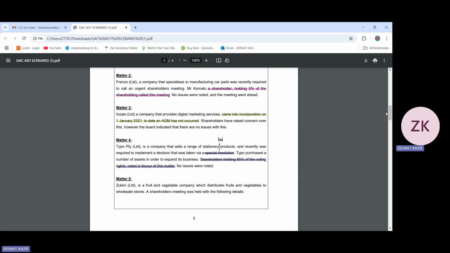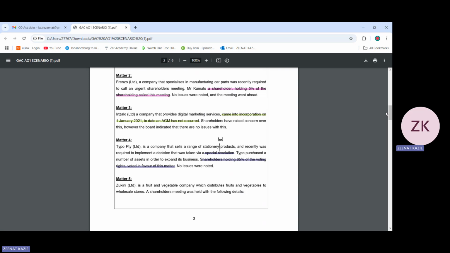Okay, moving on to matter two. It says Frenza Ltd is a company that specializes in manufacturing car parts and was required to call an urgent shareholders meeting. They're telling you shareholders meeting. You should automatically be thinking anything you can about shareholders meetings now.